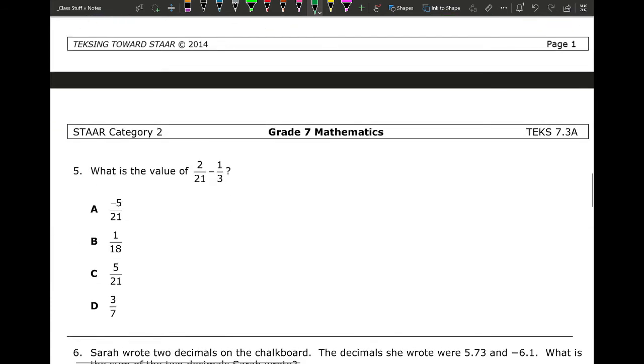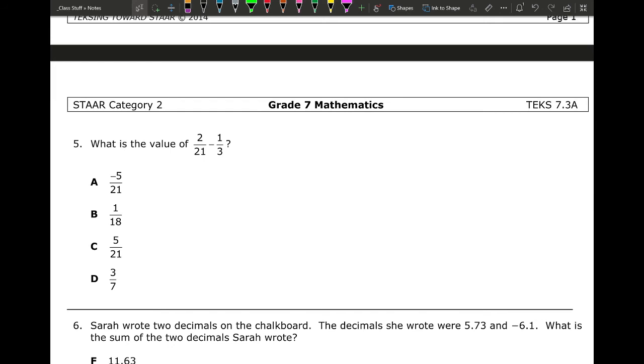Number 5. We have another one just like number 1, but instead of adding, we're subtracting. I'm going to show you the 2 ways as well. 2 over 21 minus 1/3. Again, we need the least common denominator or any common denominator. And I know that if I multiply this whole thing by 7, I get 21 at the bottom. 3 times 7 is 21. So my new one is going to be 2 over 21 minus 1 times 7 is 7, 3 times 7 is 21. Just like that.